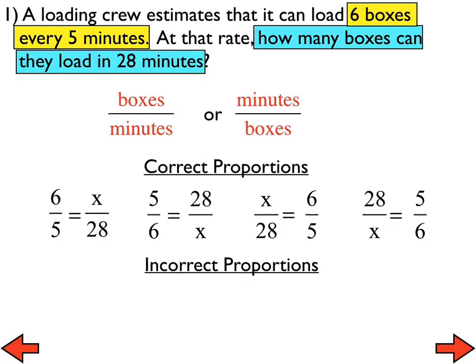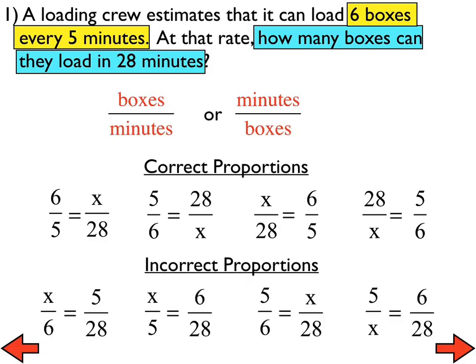Some incorrect proportions would be if you twisted it. If you had boxes on top for the first ratio and the minutes on top on the second ratio, this is no longer proportional. You twisted it up. Minutes does not equal boxes. It has to be boxes equals boxes, minutes equals minutes. Okay, so these are all the twisted up ones. You cannot set it up like that.